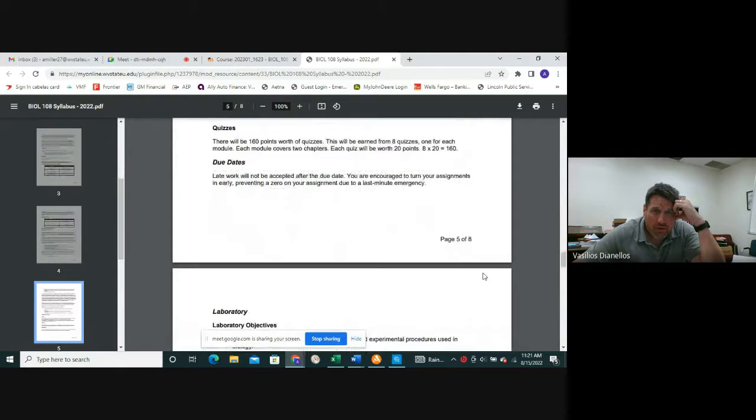Due dates, all right. Officially, I do not accept late work. That's what it says right there on the syllabus. Unofficially, I will accept late work for half credit. So if you just didn't do a lab when you were supposed to, and then you just want to do it later, you can do it for half credit.